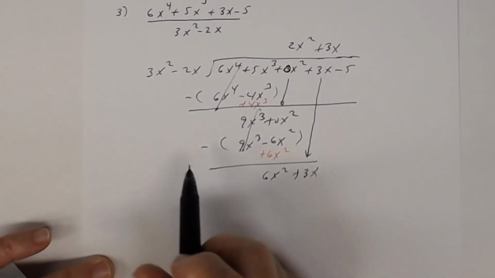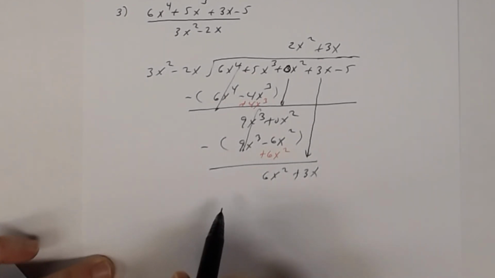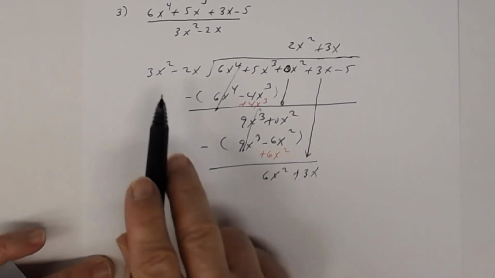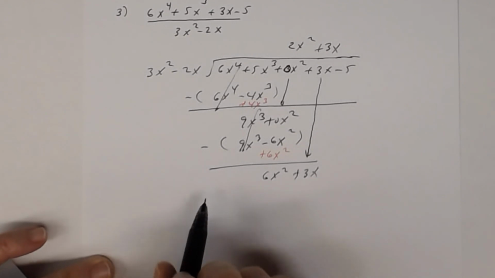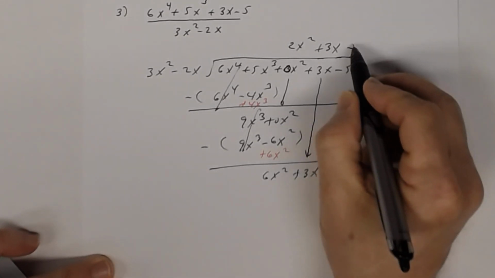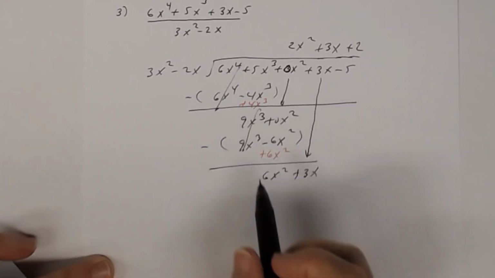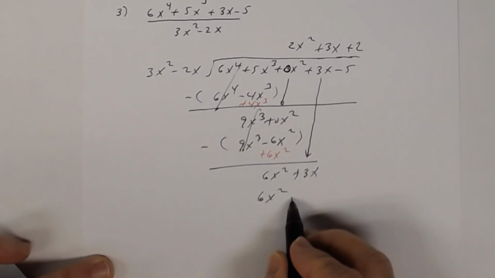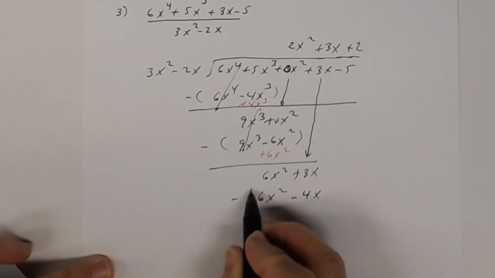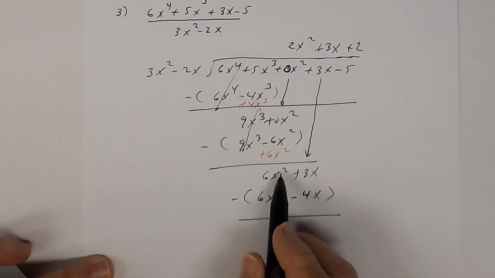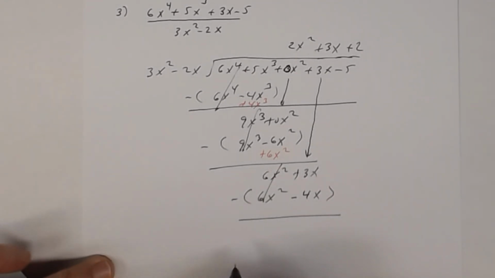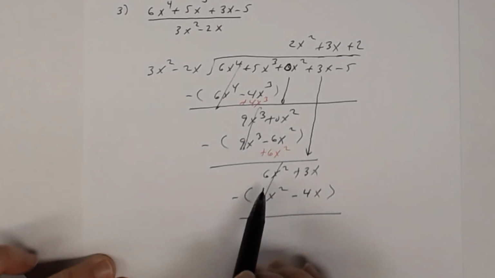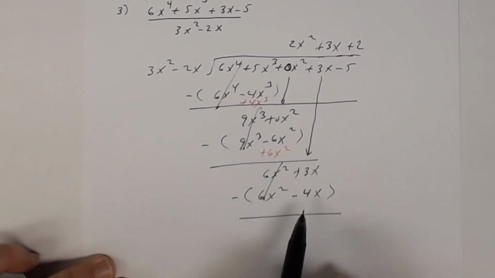Because the degree here is 2, the degree here is 2, I continue on. 6x squared divided by 3x squared is just 2. 2 times 3x squared is 6x squared. 2 times a negative 2x is a negative 4x. And then I subtract. 6x squared subtract itself is 0. Remember, every time you do this, the first column has to always cancel out.